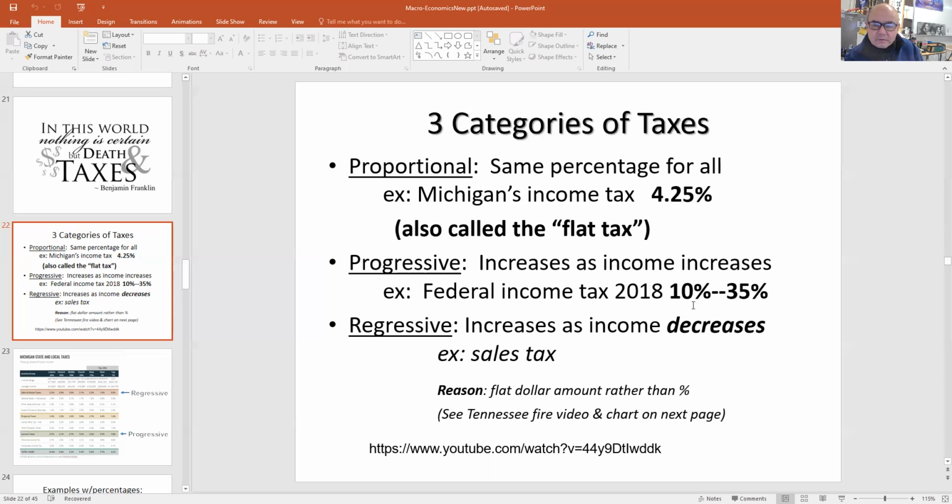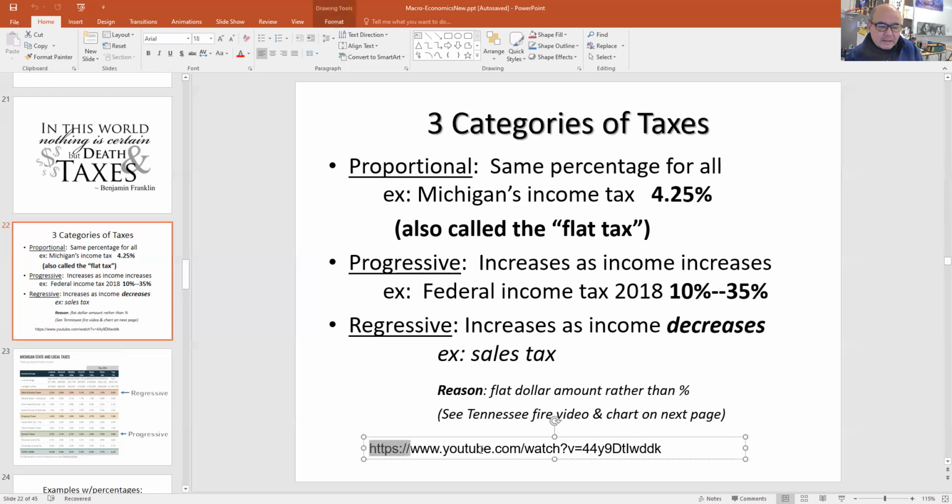The more you make, the higher the percentage that is collected. In 2018, for example, the poorest Americans would have been taxed at 10%, and the richest Americans would have been taxed at 35% at their highest income levels. And I'll explain that in a few more slides. The regressive taxes are ones that are kind of backward, in that the percentage increases as your income decreases. Now that sounds really weird, but the main reason for this is most regressive taxes are a flat dollar amount.